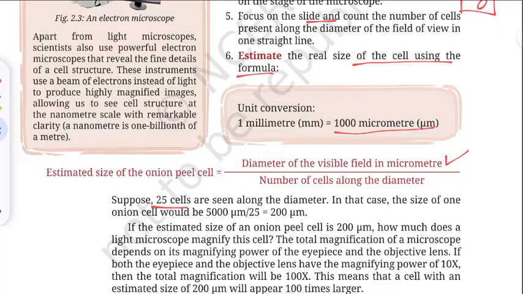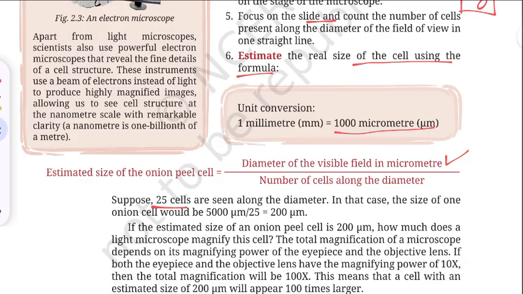If you have not understood this part, the estimated size of the onion peel cell, I can explain. For that you need to keep the ruler, focus on the circular field, and whatever diameter is coming, find the diameter of the visible field. Now on a clean slide you need to keep the onion peel. Now focus with the help of the microscope, and whatever cells are coming along the diameter, you need to count. Fine. Now take the diameter of the whole circular region upon the number of cells you have got in the diameter.